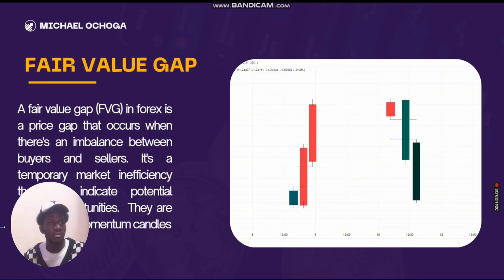Now, a fair value gap in Forex is a price gap that occurs when there's an imbalance between buyers and sellers. It's a temporary market inefficiency that can indicate potential trading opportunities. They are visibly large momentum candles. So to cut the long story short, FVGs or fair value gaps are big, juicy, fat candles you see in the market, right? They are those very large candles that almost have no wick.